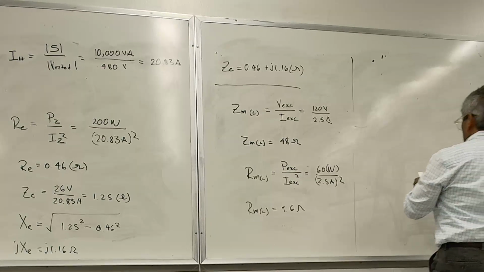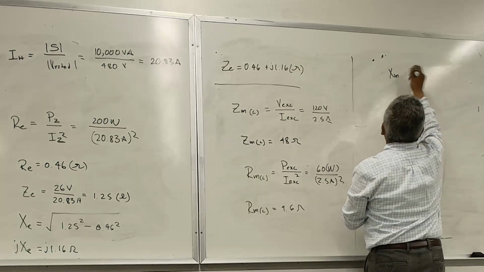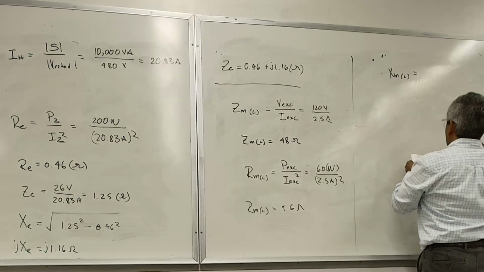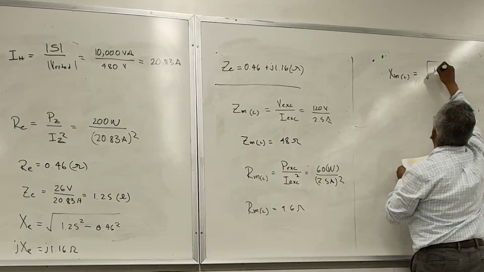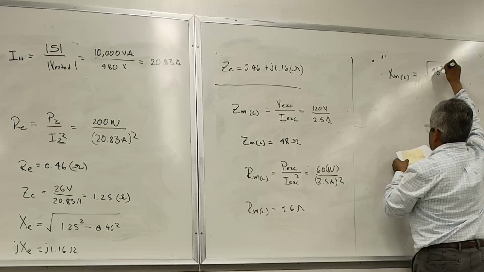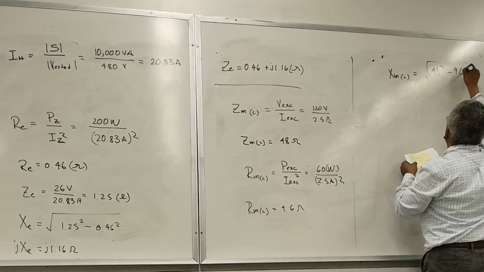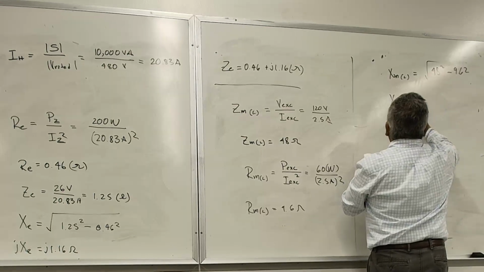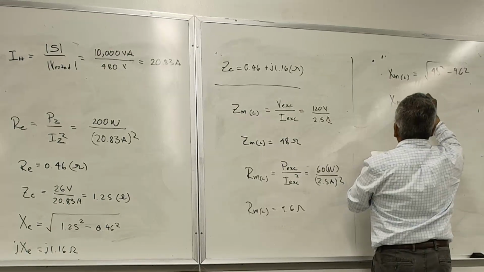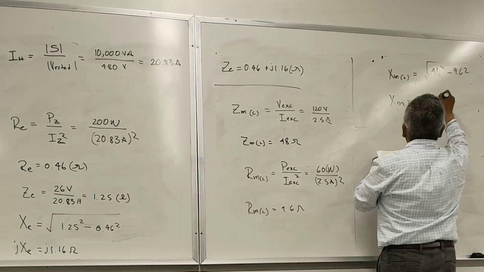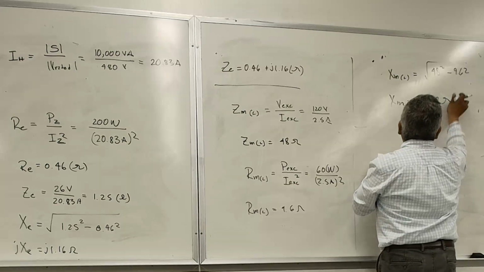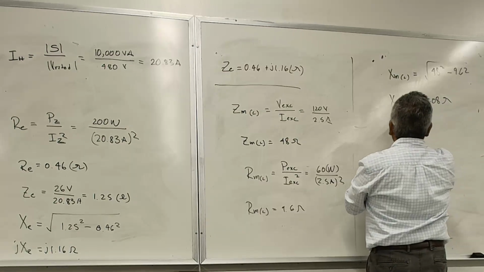Let's see. So XM on the low side is equal to 48 squared minus 9.6 squared. That gives me an XM of 47.08 ohms. Okay, so I'm going to transfer this to the high side.